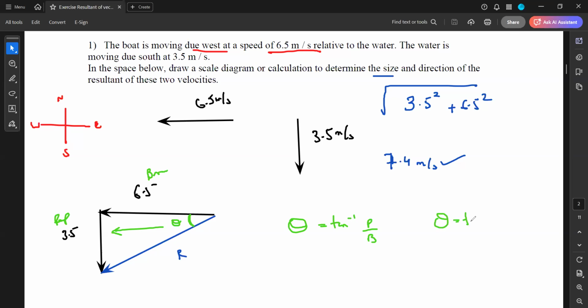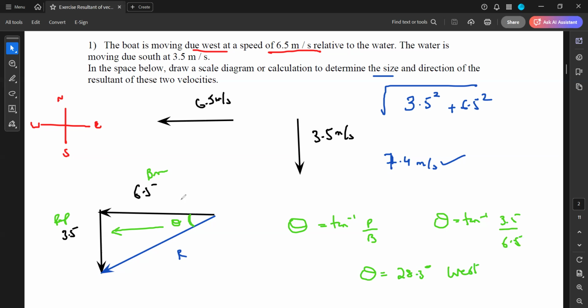So theta equals tan inverse. What is the perpendicular? 3.5. And what is the base? 6.5. So tan inverse of 3.5 over 6.5. What's the answer? 28.3. So 28.3 degrees from west. Why? Because in the question I drew west first, that's why it will be from west.